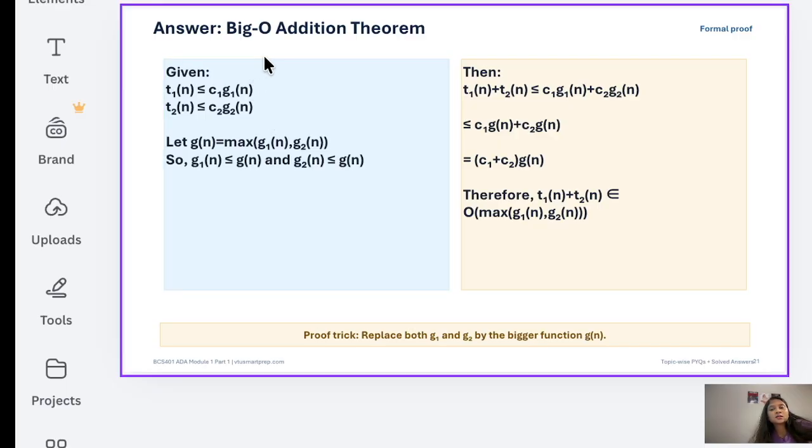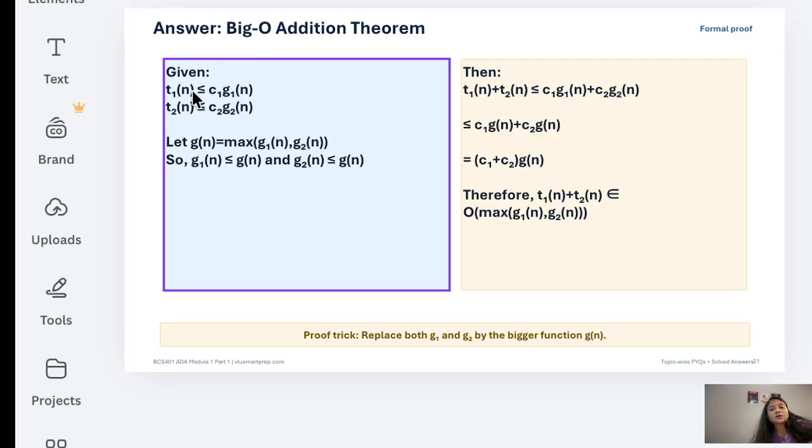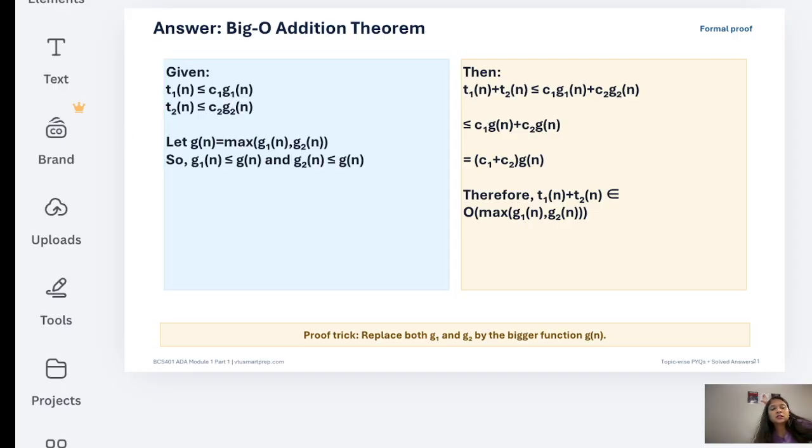Okay, so whatever is given, I have just converted. What it means is less than or equal to c1 of g1 of n and less than or equal to c2 of g2 of n. Clear? So what is the meaning of this? T1 is controlled by g1 and t2 is controlled by g2. Clear? So next we have to understand the max.